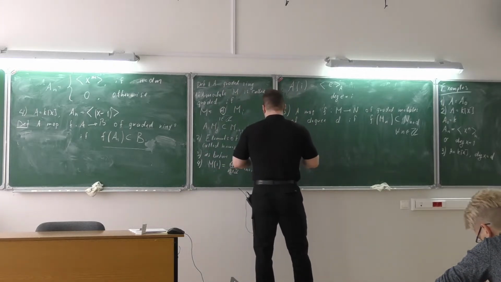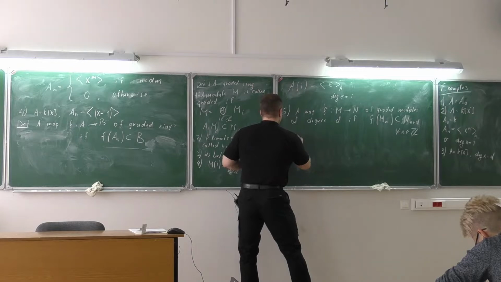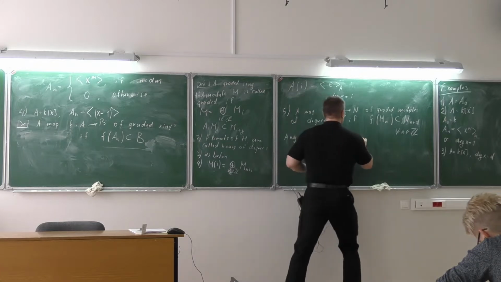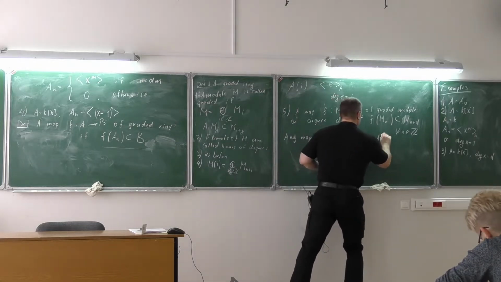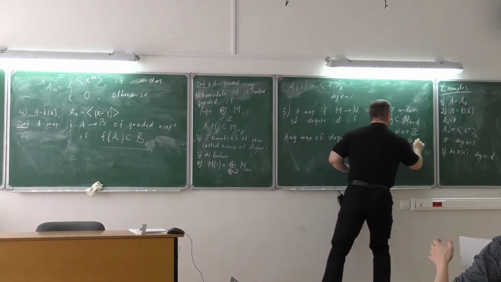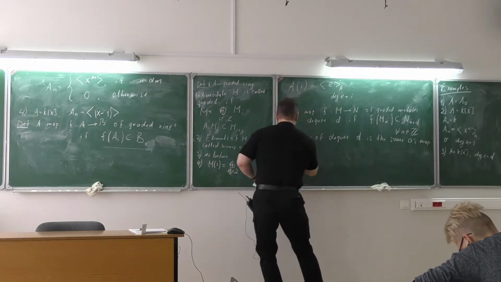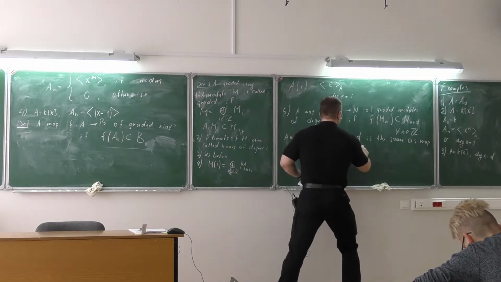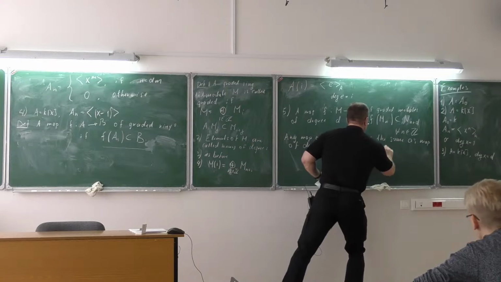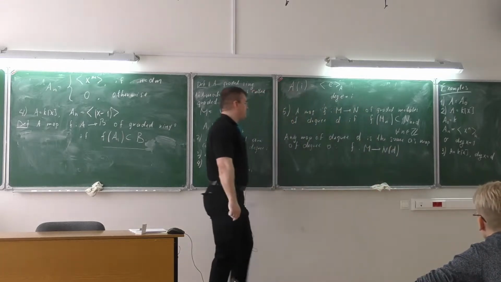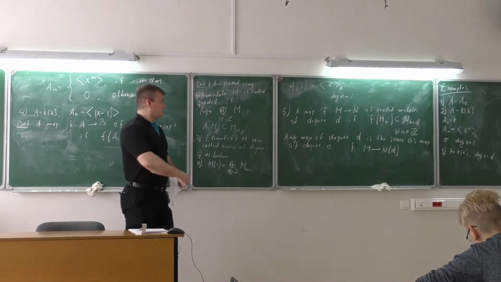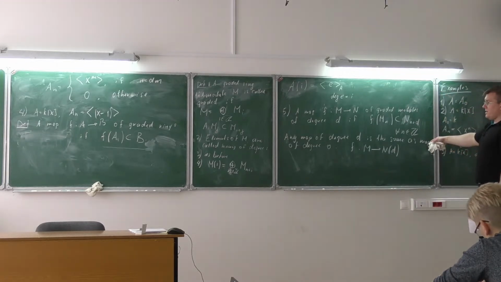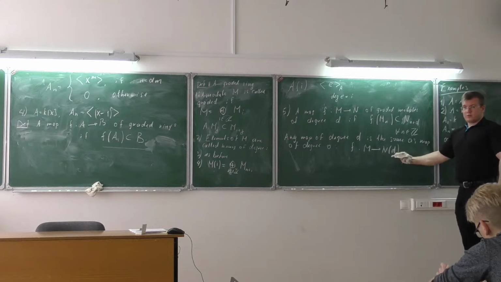So equivalently, any map of degree d is the same as a map of degree 0, but now you consider your map from M to N shifted by d. So when you have the shift of grading, you can talk only about maps of degree 0, and then reconstruct maps of all possible degrees by using this shift.